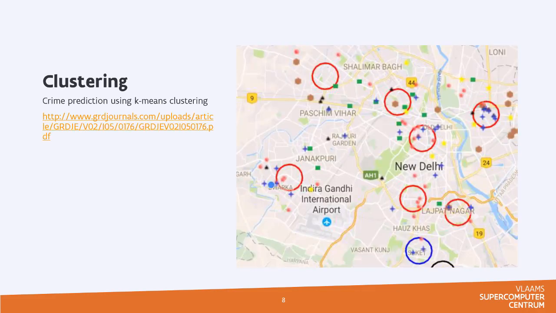Clustering, this is also an interesting example from India. The Department of Justice was trying to determine crime hotspots, and of course the idea is to either have more police patrols or to try and deal with crime in a different way. This is an example of using k-means clustering. They use the database of crimes and try to cluster them according to geographical location.